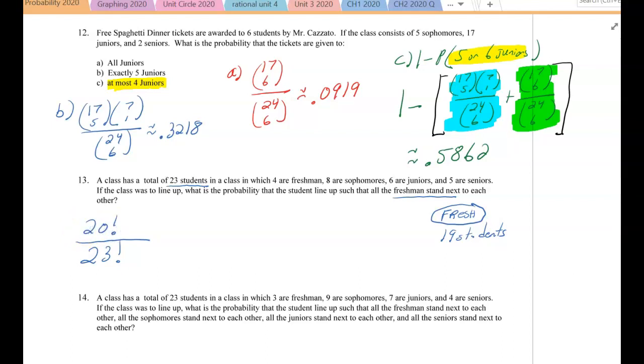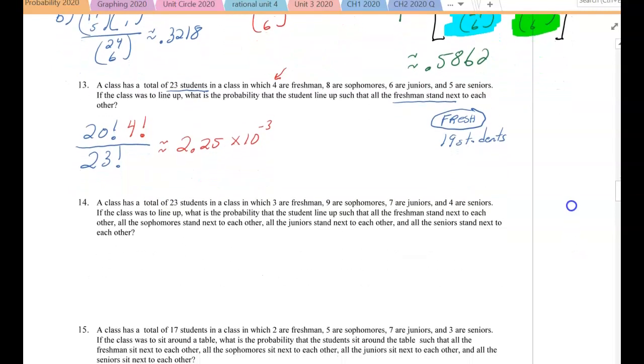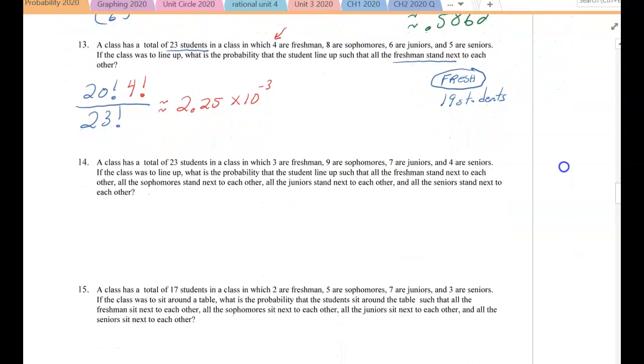But then as we discussed in the earlier unit, those 4 freshmen could be rearranged. So that would be 4 factorial. So the favorable outcomes are 20 factorial times 4 factorial. And the total number of outcomes, 23 factorial. That's 2.25 times 10 to the negative third. Pause the screen and try problem number 14.